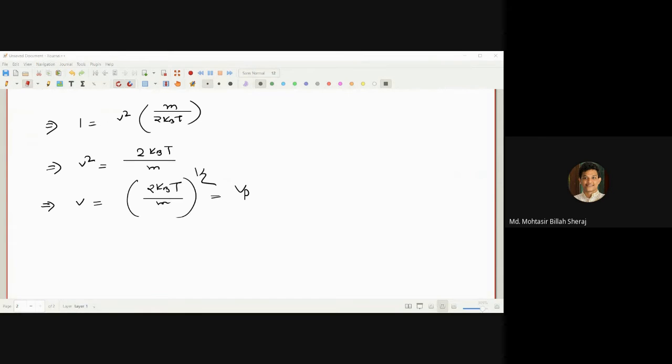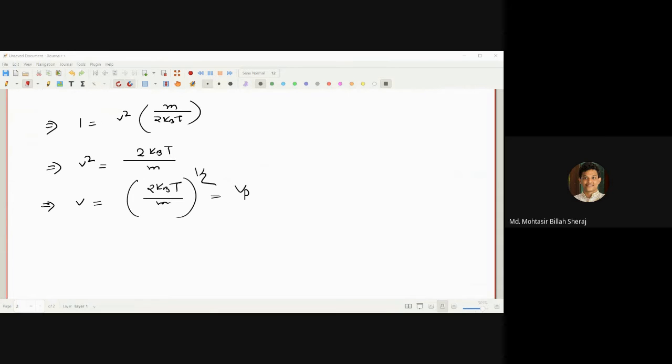most probable speed. For you, the most important thing is the technique. You might be asked to find the most probable energy, or the most probable magnitude of momentum. These things you might be asked in your exam to calculate, or in assignments. So is there any question with this derivation? No, sir.